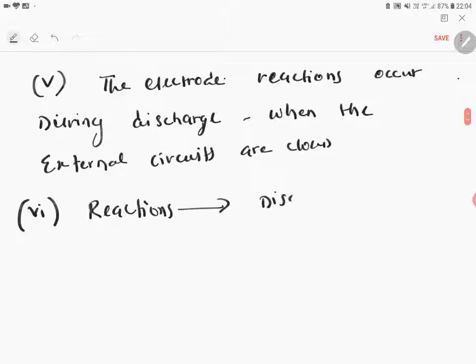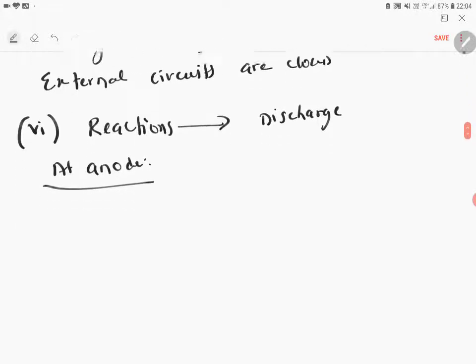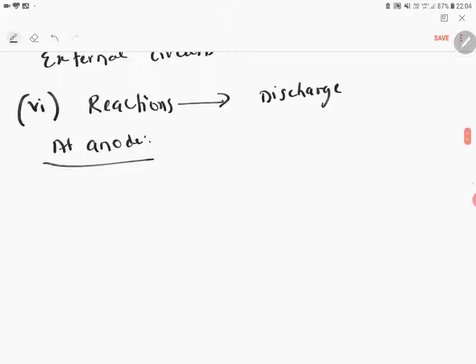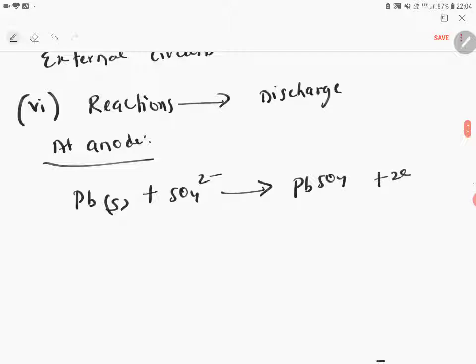When current is applied, reactions which is happening at anode. So, in the previous diagram I said what is available at anode? Anode, lead is there. So, solid lead reacts with sulfate ion, giving lead sulfate plus 2 electron.